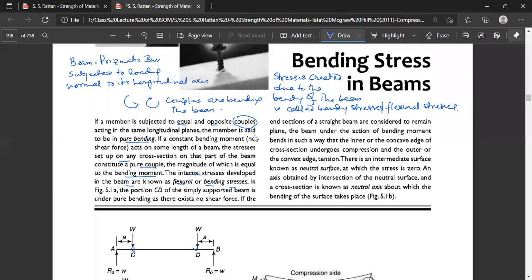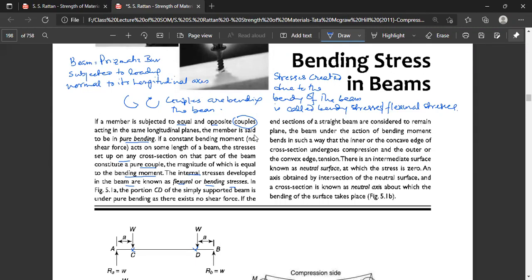Now, if the end sections of the straight beam are considered to remain plane, the beam under the action of bending moment bends in such a way that the inner or concave portion of the cross section undergoes compression, and the outer or convex edge undergoes tension. So the beam under the action of bending forces will bend in such a way that the inner or concave edge undergoes compression, and the outer convex edge undergoes tension.